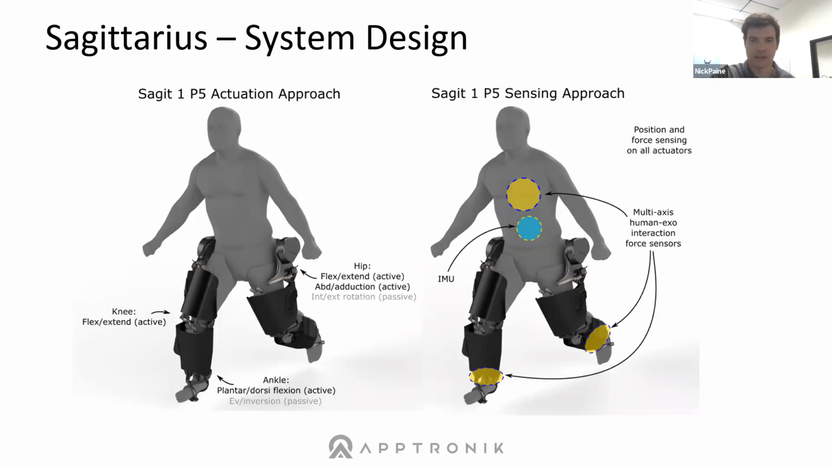On the right side is the sensing strategy used in this device. There's basically 3 interaction ports between the human and the system. 2 of those are located in the feet, and the 3rd is located in the torso. There's a kind of a backpack interface that the human can wear. All 3 of those interfaces have force measurements, so you can measure interaction forces between the human and the exoskeleton at those points. There's also an IMU that's located in the torso. The point of that is to measure the global orientation of the torso relative to the world frame.